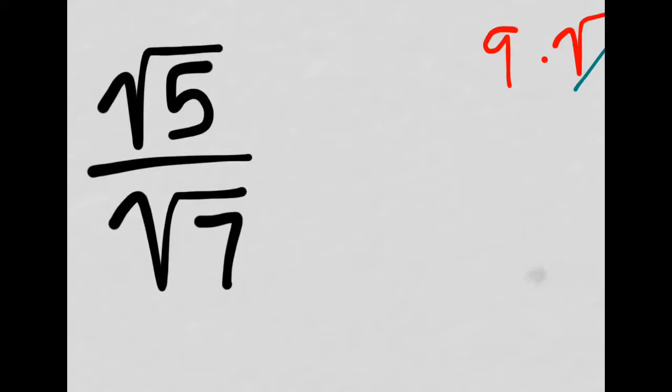My first thing I need to do is recognize that I cannot really simplify anything here. A 5 and a 7, they're both prime numbers, so there's not much I could do. They're also both under a radical, but they both have the same radical, right? It's a square root for the numerator and the denominator. So I can just jump to rationalizing the denominator.